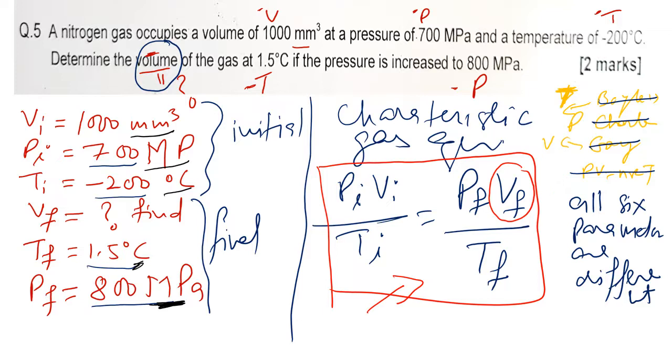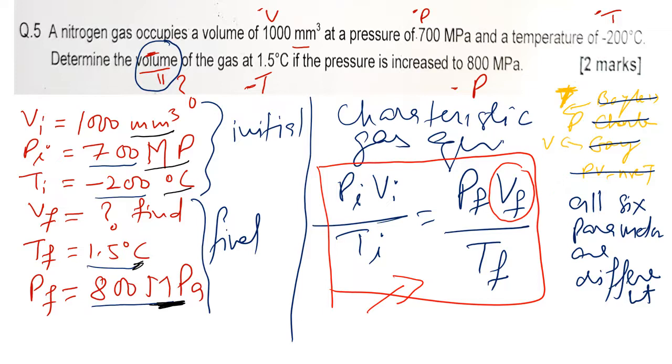This is minus 200 degrees centigrade, and this is the final volume. This volume you have to find out, and the final temperature is given. This is 1.5 degrees centigrade, and the final pressure is given. This is 800 megapascal. Now these are the given parameters, and this volume you have to find. Now you have to choose the formula, which formula you have to choose.